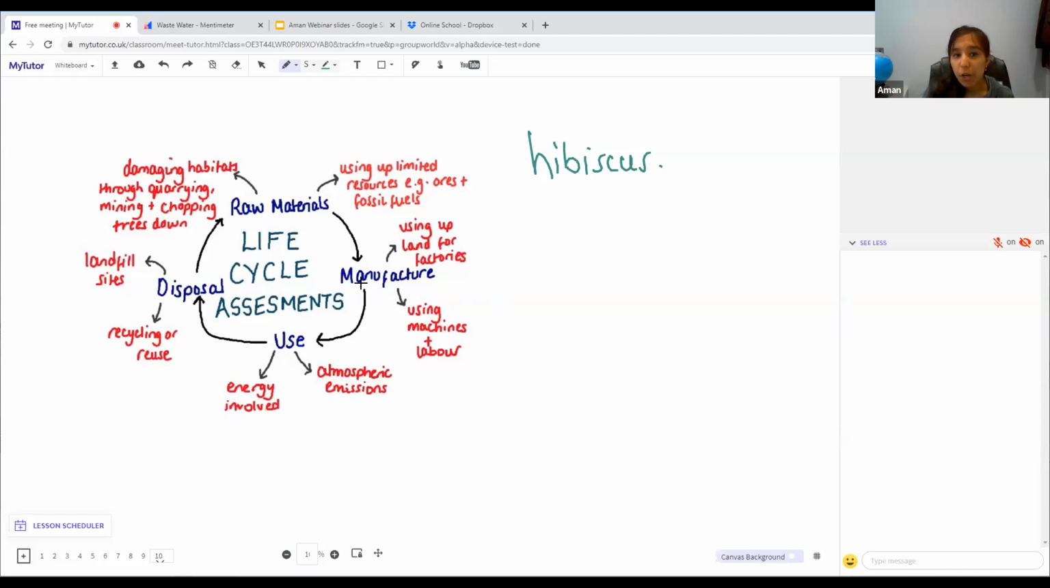Then we think about manufacturing it, so making the cotton pillowcase cover. We will probably need machines, so we might need sewing machines in a big factory. That's going to require energy. Energy tends to come from fossil fuels. That's going to release greenhouse gases, as well as use up non-renewable resources.